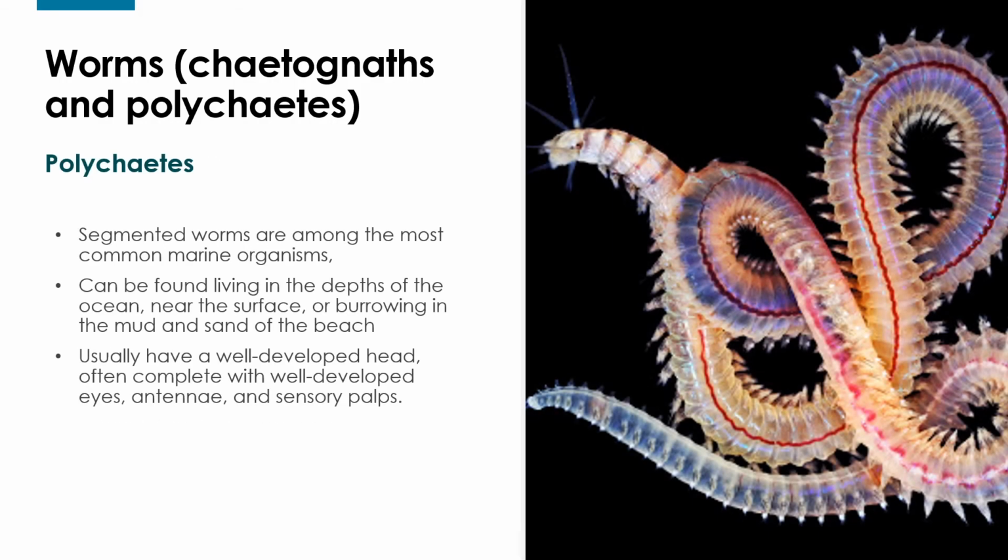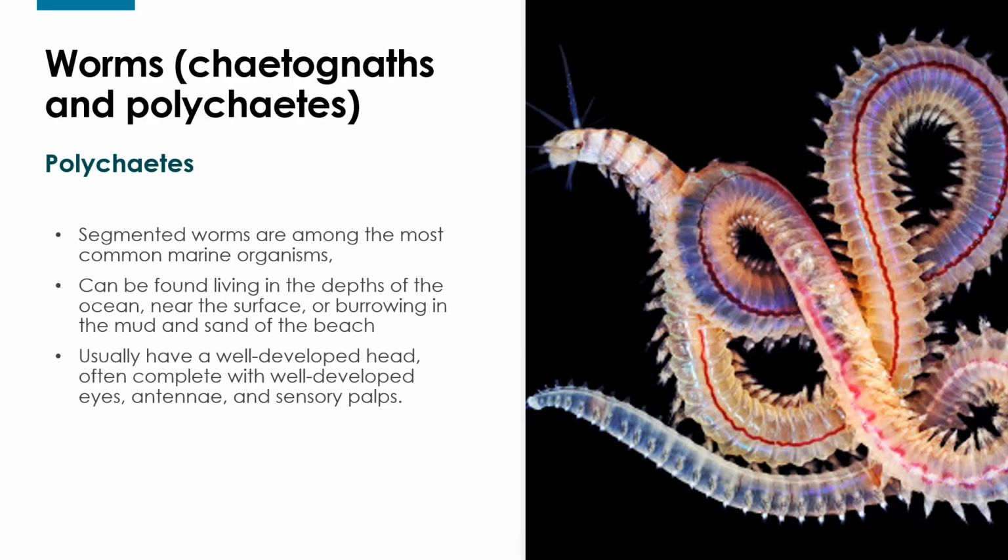And then the next types of worm again are polychaetes, and these guys are segmented worms, and they're among the most common marine organisms that we can find out there. And they can be found living in depths of the ocean, or you can find them near the surface. And a lot of the time, if you went tide pooling or out on the mud flats, you would see them burying their bodies into the sand or mud at the beach.